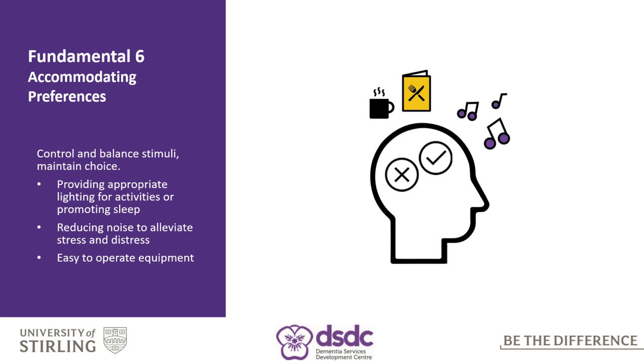So Fundamental 6, accommodating preferences. This looks at controlling and balancing stimuli, but facilitating choice. Everyone has their own preference when it comes to music, films, hobbies, and this contributes to who they are as a person. Facilitating these can help people maintain their hobbies or participate in activities for as long as possible.